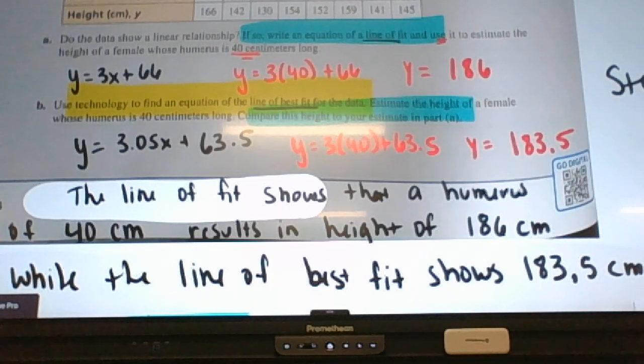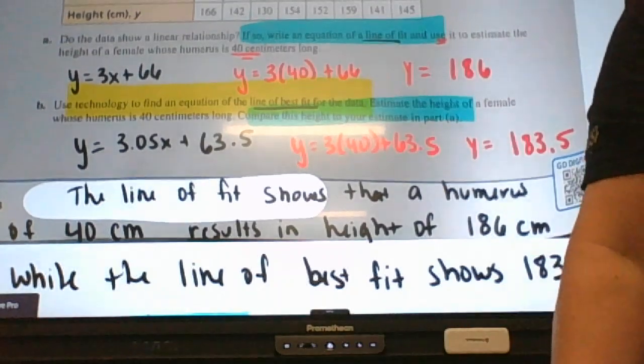It says estimate the height of a female humerus display. So, for the 3? I thought this one was this. I should have plugged in for you both of them. Oh, so I missed 0.05. Thank you.